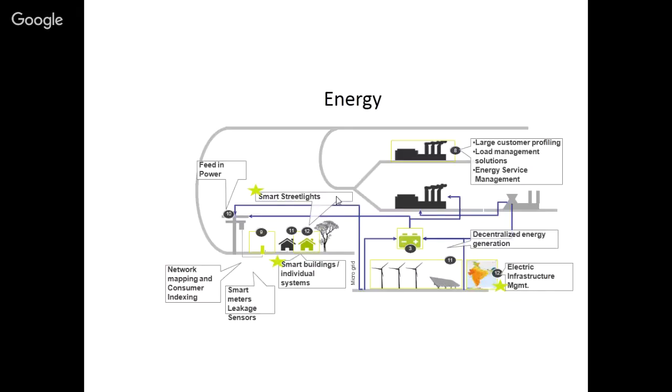You can create certain policies, and at 6 a.m. in the morning it will automatically switch off. So you can control these street lights, and there's no dependency on manpower. And you can control and save much more energy in that case.